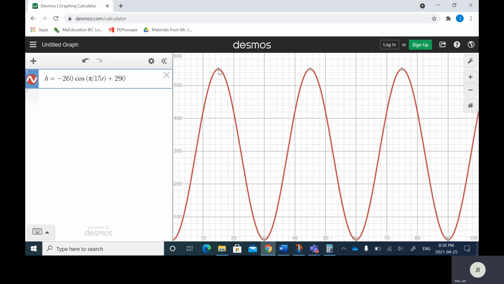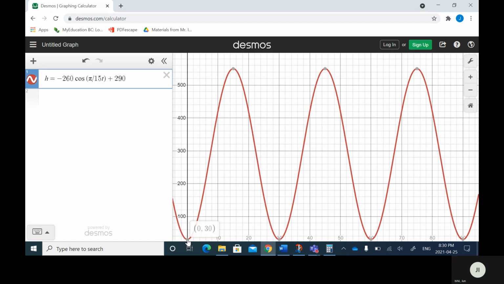Cool. All right, so let's take a look here. There we go. The maximum height here, I just clicked on it, the Y value is 550 feet. Our minimum value here is at 30 feet. And then how long did it take for the ride? You get on at time 0, we go all the way up to the maximum height, come all the way back down. So at 30 minutes later, we get back to the bottom.